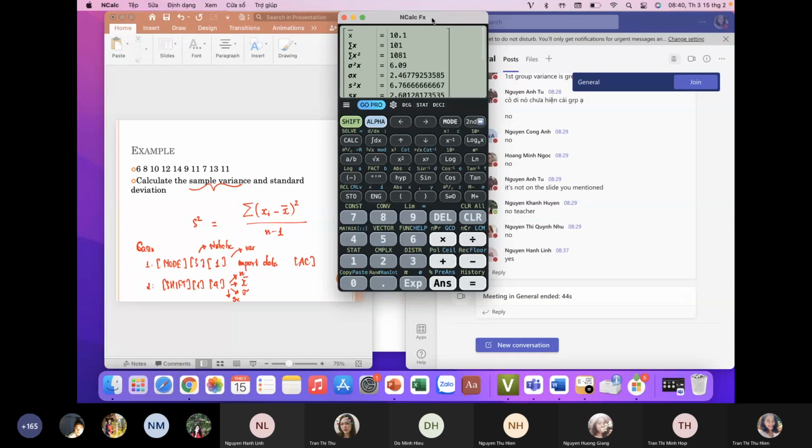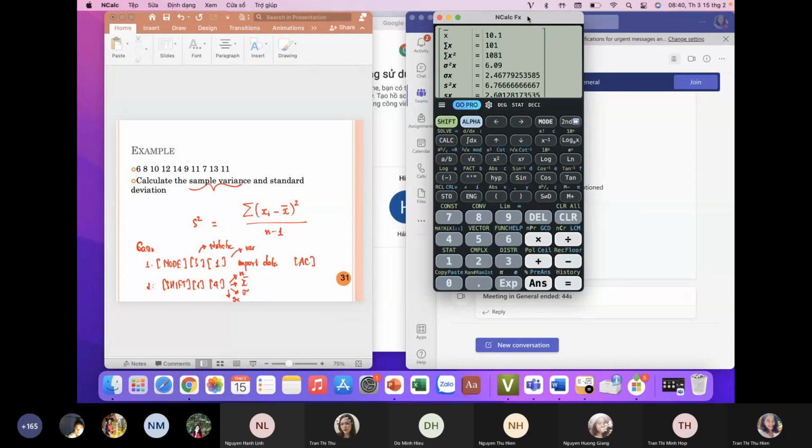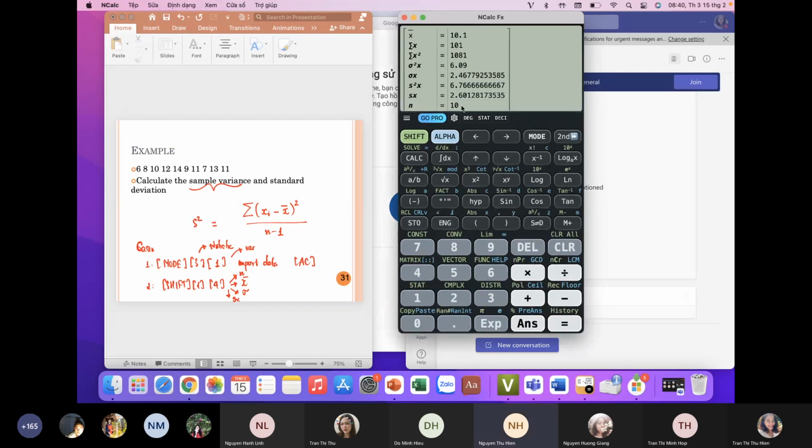Now, what is the sample mean? When you look at the outcome here, what is the sample mean, class? 10.1, right. What is the total value? 101, right. And here, because it is the sample variance, the calculator doesn't know whether your data is from the sample or from the population. So it gives you all for the variance. But it is the sample variance.